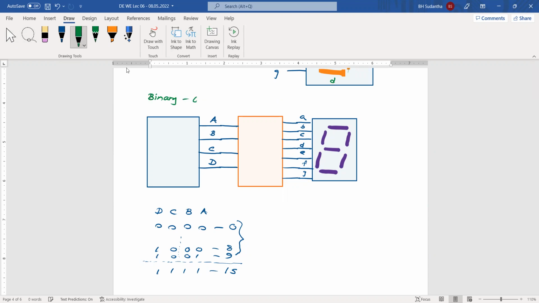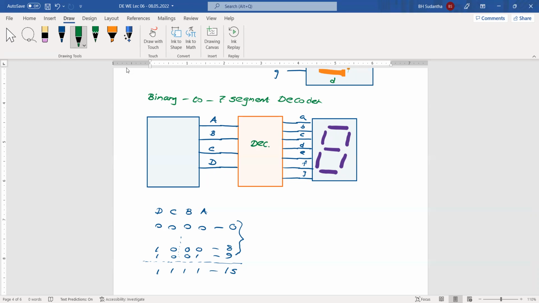This is binary to 7 segment decoder. It's a kind of decoder, but you know that this is a non-standard decoder. Another example for non-standard decoders. Why? This is the decoder we want to design, but this is a non-standard decoder.